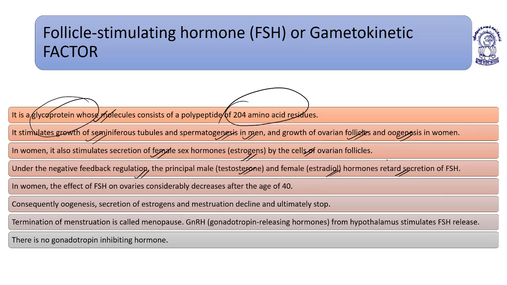In women, the effect of FSH on ovaries considerably decreases after the age of 40. Consequently, oogenesis, secretion of estrogen and menstruation decline and ultimately stop. Termination of menstruation is called menopause.